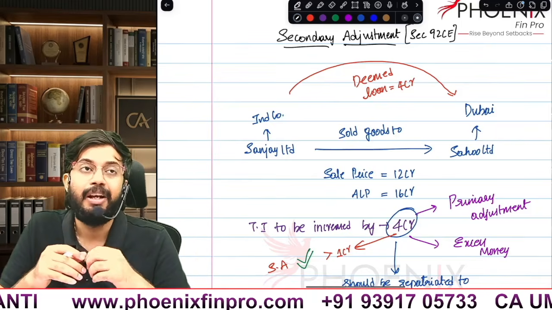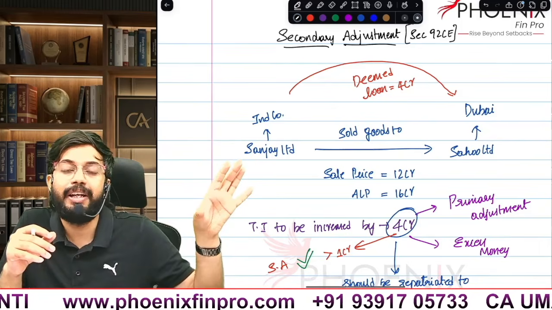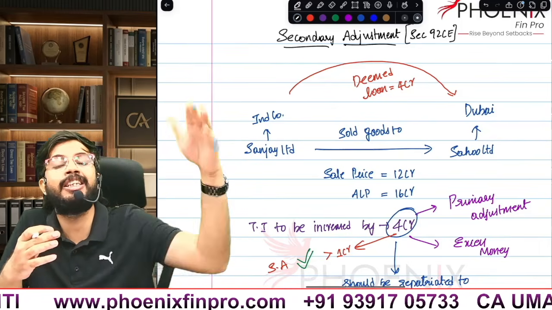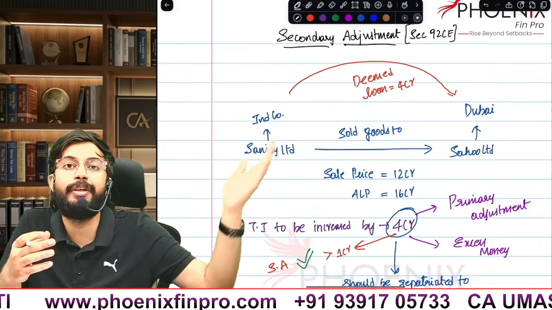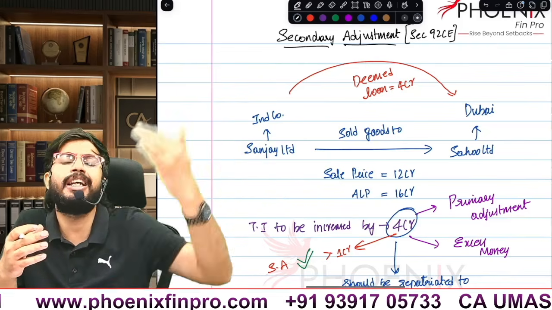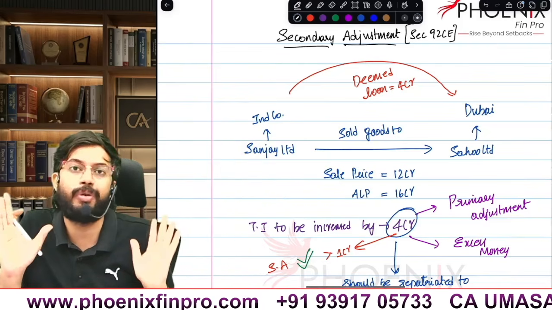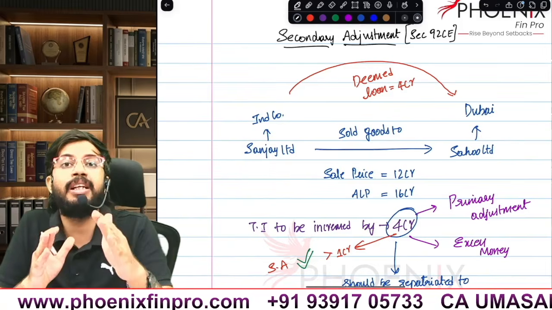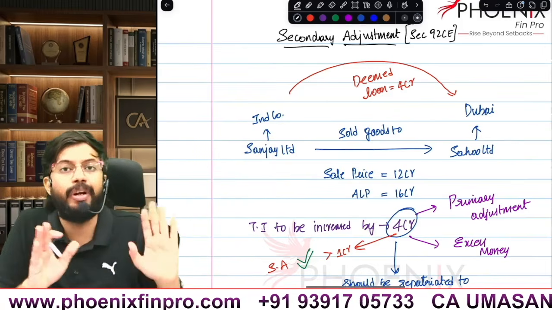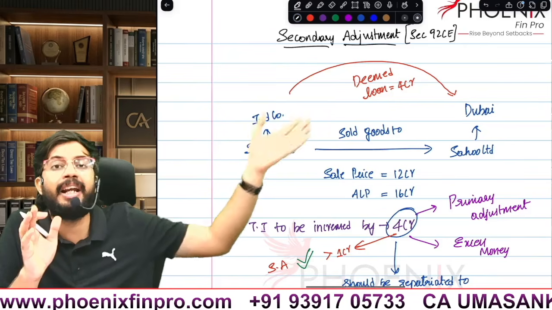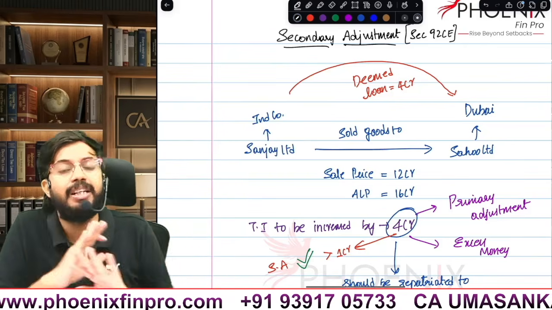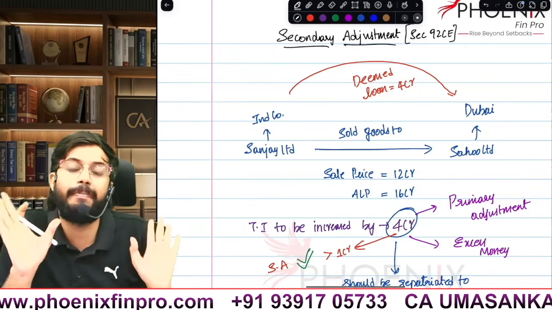Here one thing: not only Saho Limited, if Sanjay Limited has any other associated enterprise in Australia, New Zealand, Africa, even that associated enterprise can send 4 crores. Not only the person with which you do the transaction. Any associated enterprise can repatriate 4 crore rupees to India, that is sufficient. Secondary adjustment will not be done.